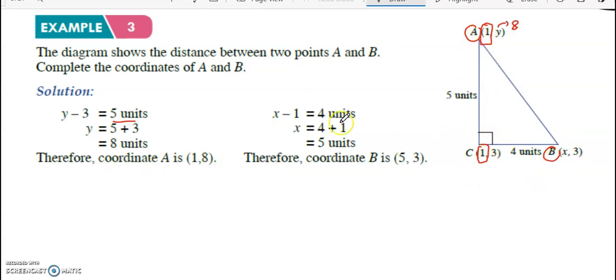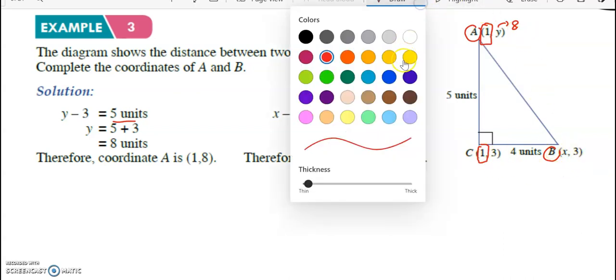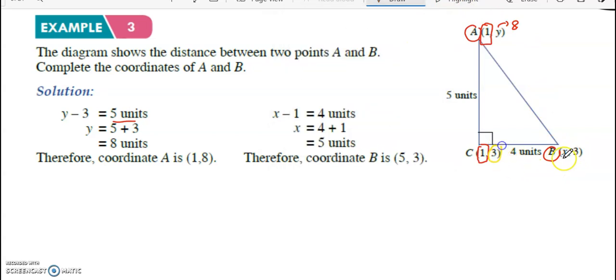Okay, sama juga untuk horizontal distance ni. x minus 1 is equal to 4 units. Kita takkan usik 3 ni, sebab 3 dan 3 adalah equal. Bila equal kita tak usik dia, kita tak ambil dia. So, kita akan ambil x dengan x lah. Jadinya x minus 1 adalah sama dengan 4 units. So, means that here x is equal to 5.